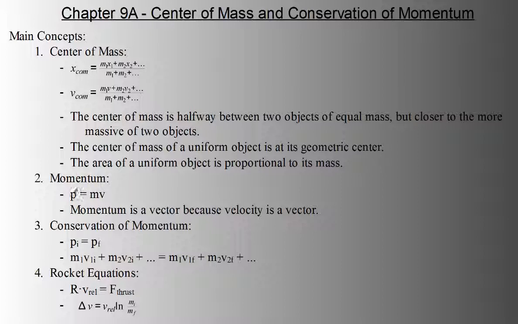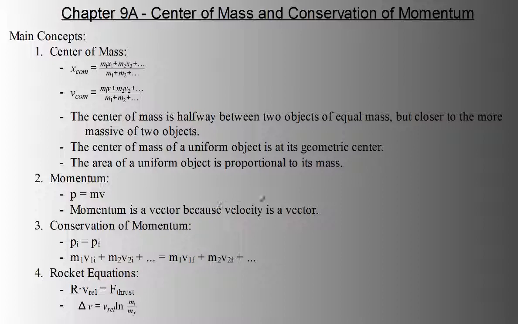Momentum, with lowercase p, is mass times velocity. There is no special unit for momentum. Like force, it's a Newton, which is a kilogram meter per second squared, mass times acceleration. But for momentum, there's no special momentum unit. It's just kilogram times meter per second. Kilogram for mass, meter per second for velocity.